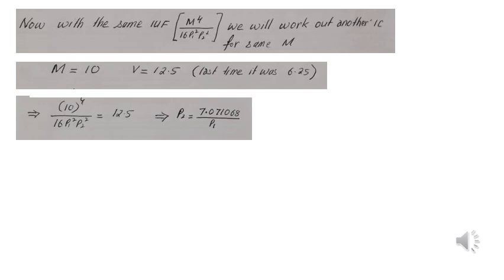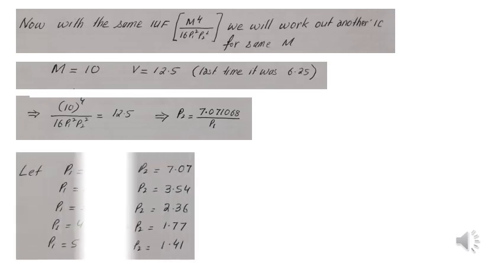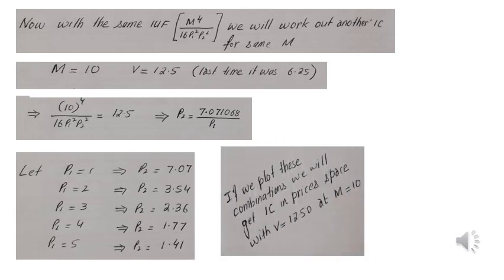We got an equation explaining the relationship between P1 and P2. The equation is P2 is equal to 7.071068 divided by P1. So again, we took the 5 different values of P1 ranging from 1 to 5. Corresponding to each value of P1, we got a value of P2. For instance, when P1 is equal to 1, we got P2 is equal to 7.07. When P1 is equal to 2, we got P2 is equal to 3.54, and so on. When P1 is equal to 5, we got P2 is equal to 1.41.